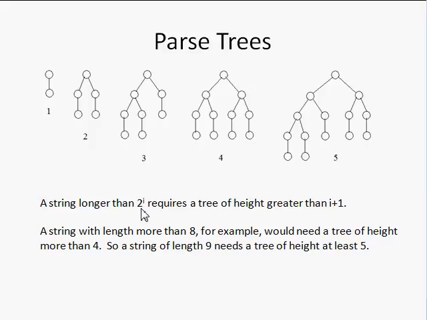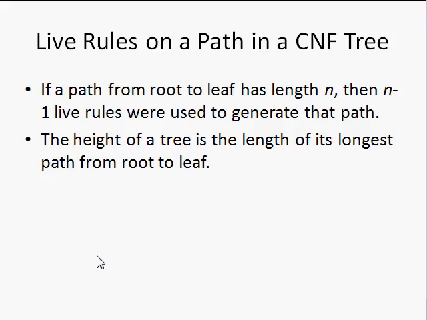Let's use i equals 3. A string with length more than 2 cubed, 8, would need a tree of height more than i plus 1. 3 plus 1 is 4. So let's pick a number larger than 8. Let's pick 9. A string of length 9 needs a tree of height at least 5 because it has to be more than 4. Now let's draw a little tree.